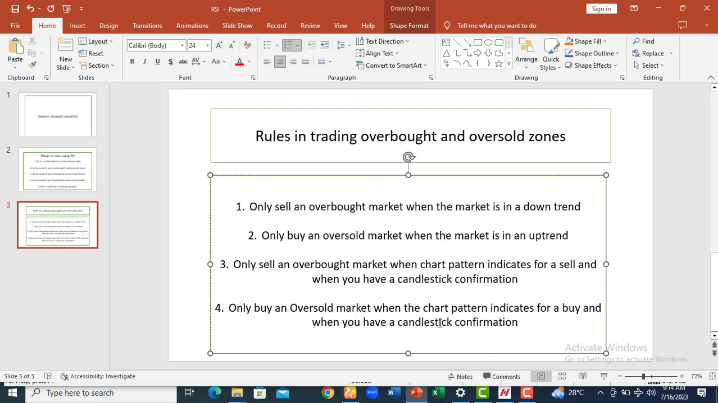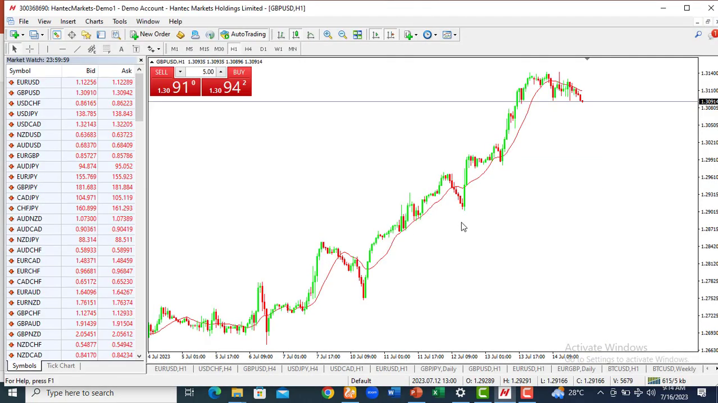Before you say you want to buy a market that is oversold, it should correlate with chart patterns. Chart patterns should be able to tell you to buy the market. That means the market must have been selling. Yes, probably giving you a candlestick, the W pattern or the double bottom pattern or inverse head and shoulder or any particular pattern showing that the market will buy. And you must have a confirmation for a buy using candlesticks in the Forex market. So let's move over to the chart to see what I'm trying to show us.